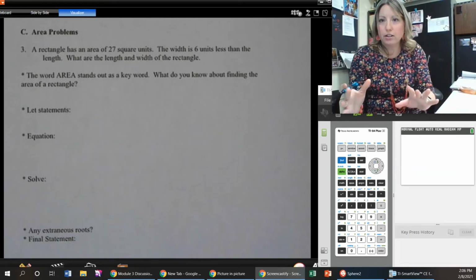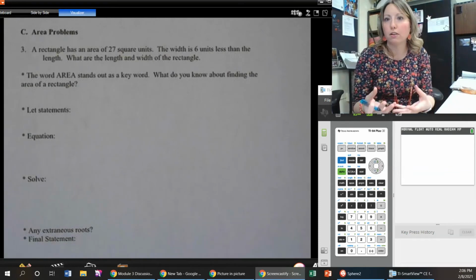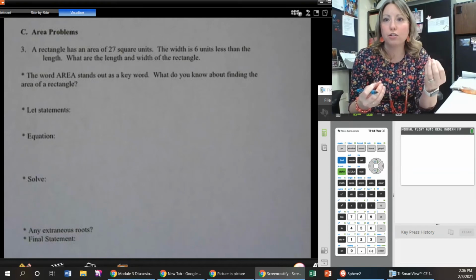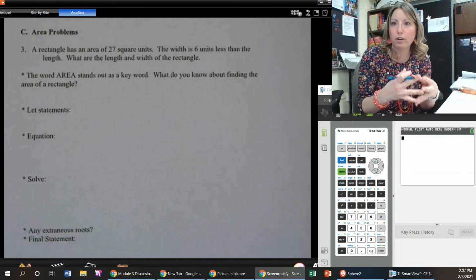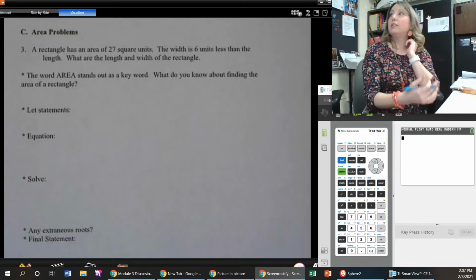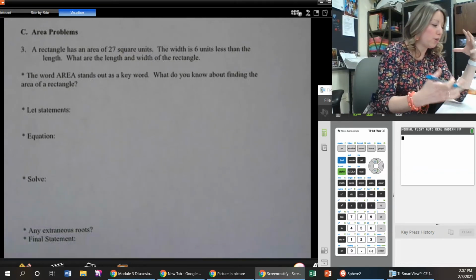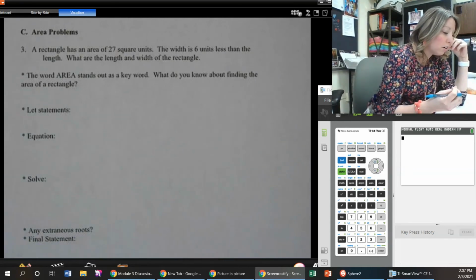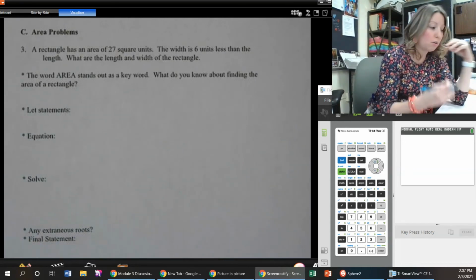Make sure you know what a rectangle looks like. I know that sounds very elementary to say, but draw the shape and make sure you have the right shape that you're looking at, right? So a rectangle has an area of 27 square units. The width is 6 less than the length. What are the length and width of the rectangle?